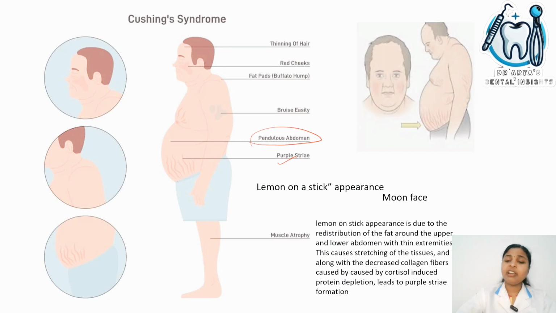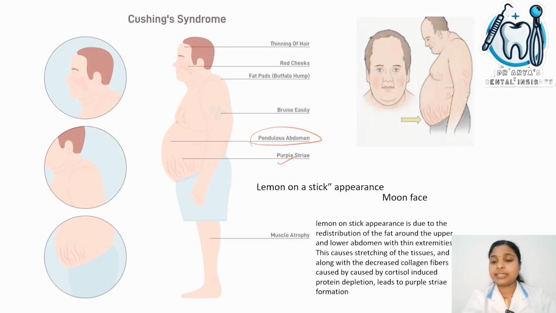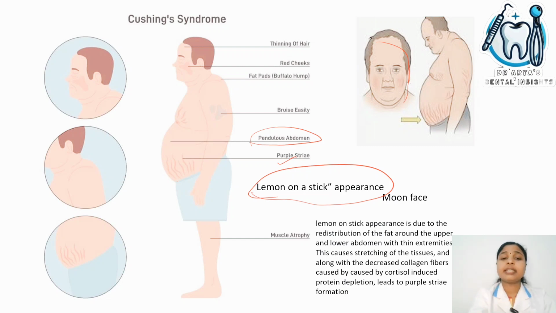So one more feature here is the moon face. Moon face is also a feature of Cushing syndrome, and also lemon on stick appearance is seen in Cushing syndrome. It is due to the redistribution of fat around the upper and lower abdomen with thin legs. So that is the lemon on stick appearance. So main features are truncal obesity or pendulous abdomen, purple striae, then buffalo hump, lemon on stick appearance, and moon face, and also thin extremities. So these are the features of Cushing syndrome.